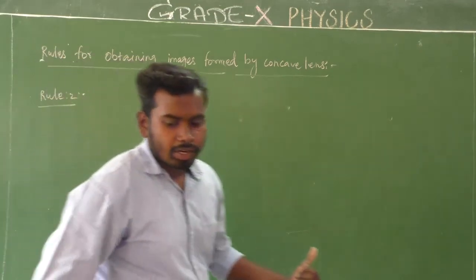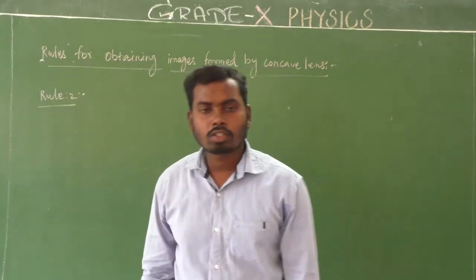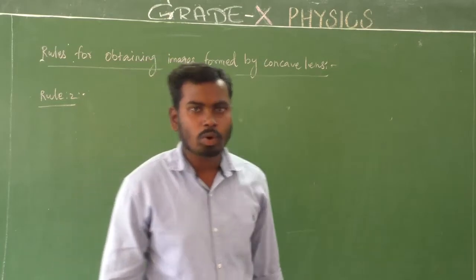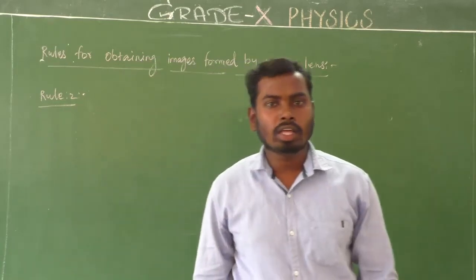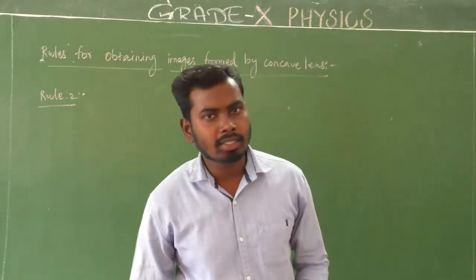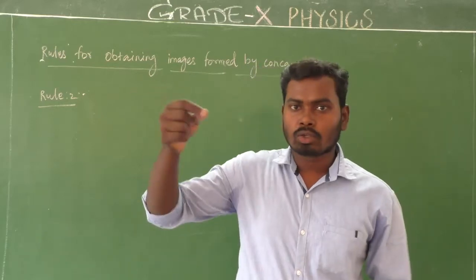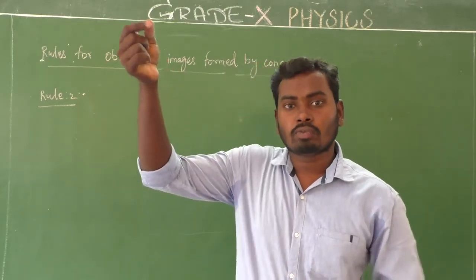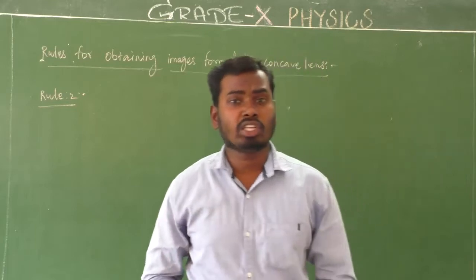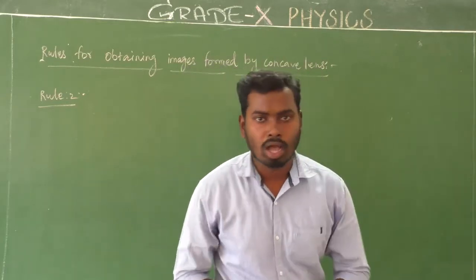So next we will see the second rule. Is it clear? So what is the first rule, sir? The first rule is very easy. A ray of light which is parallel to the principal axis of a concave lens appears to be coming from its focus after refraction through it. That is the first rule. Am I right?